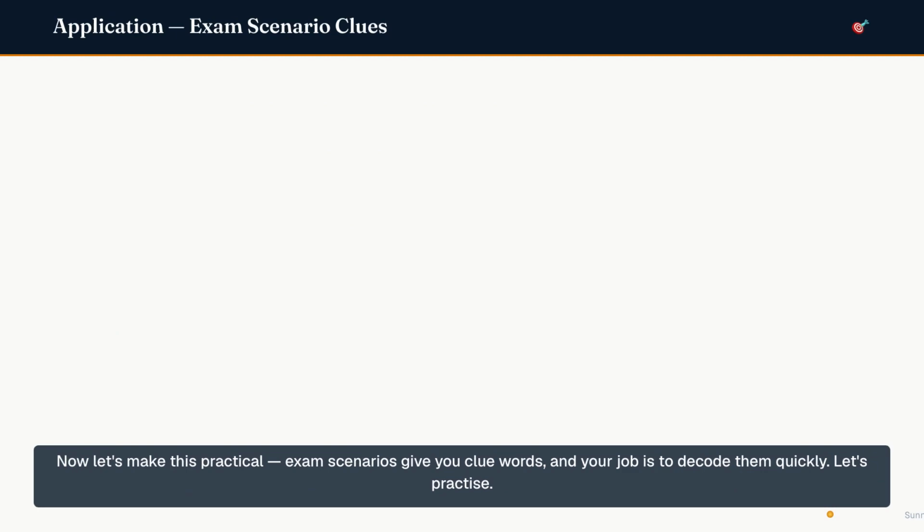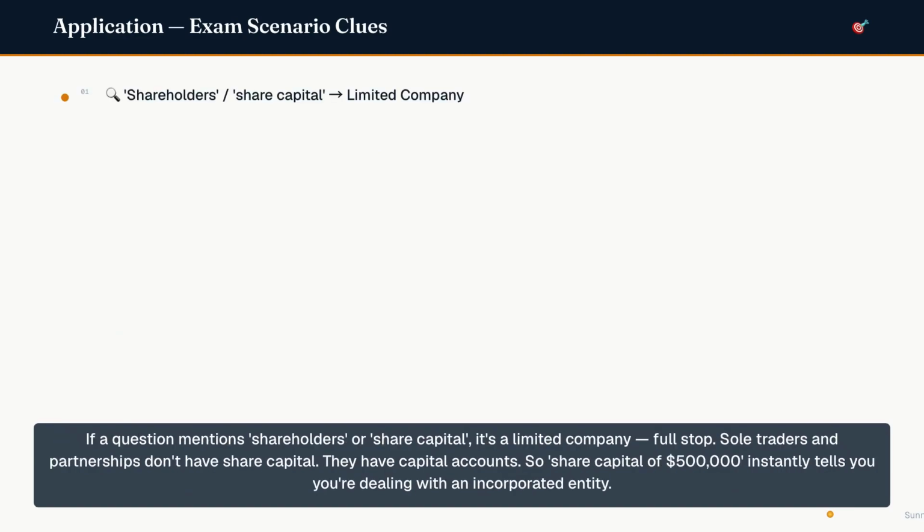Exam scenarios give you clue words, and your job is to decode them quickly. Let's practice. If a question mentions shareholders or share capital, it's a limited company, full stop. Sole traders and partnerships don't have share capital. They have capital accounts. So share capital of $500,000 instantly tells you you're dealing with an incorporated entity.